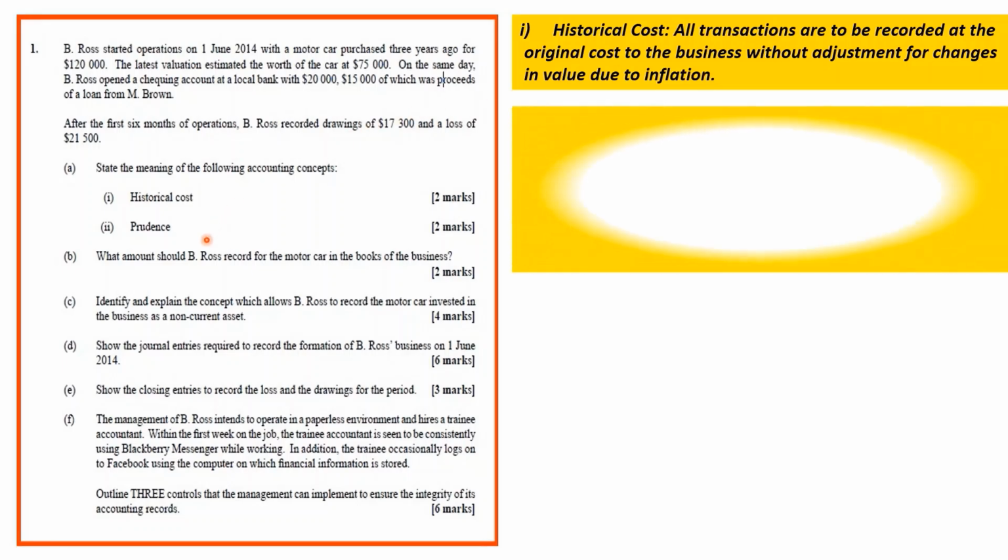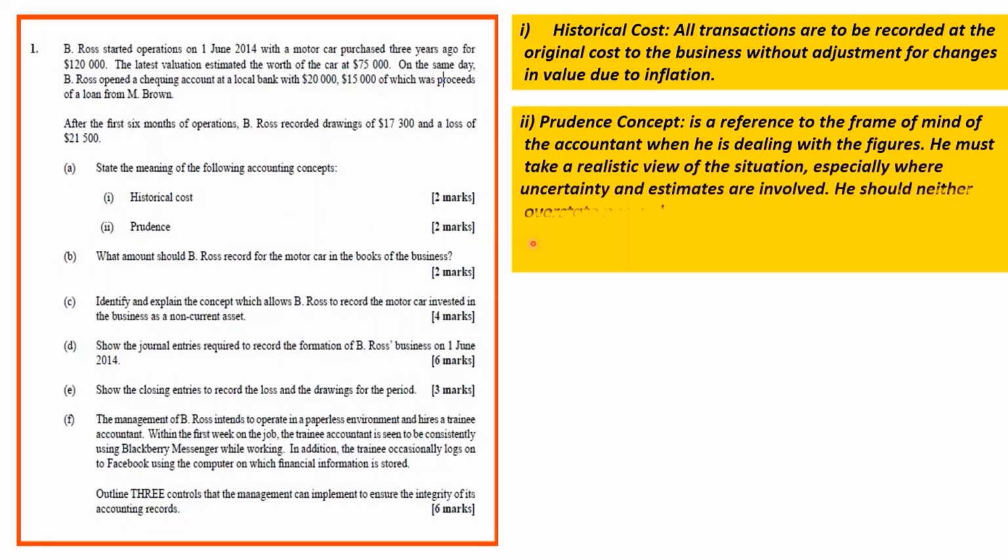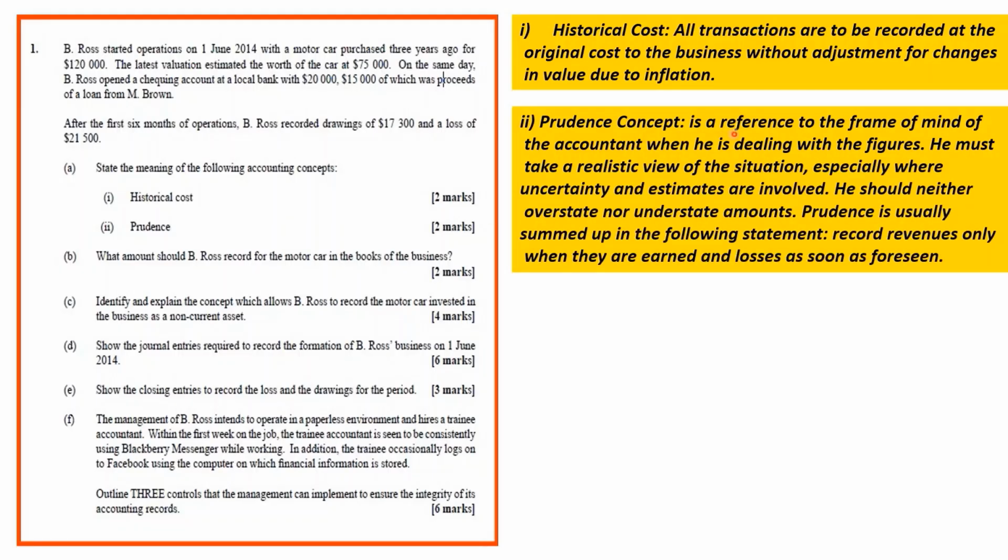Next, we have prudence. Prudence is a reference to the frame of mind of the accountant when he is dealing with the figures. He must take a realistic view of the situation, especially where uncertainty and estimates are involved. He should neither overstate nor understate amounts. At this point, I should mention that there's a popular view that states that he should understate rather than overstate. Understating is no different from overstating, it's just as bad, and it is certainly not being prudent.